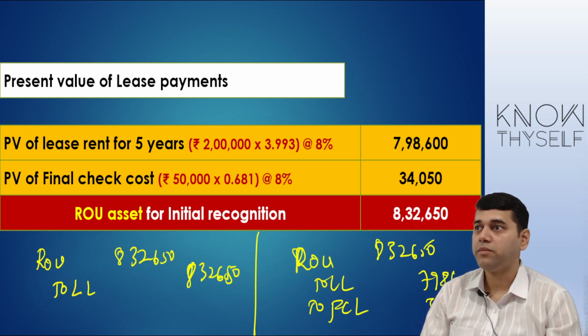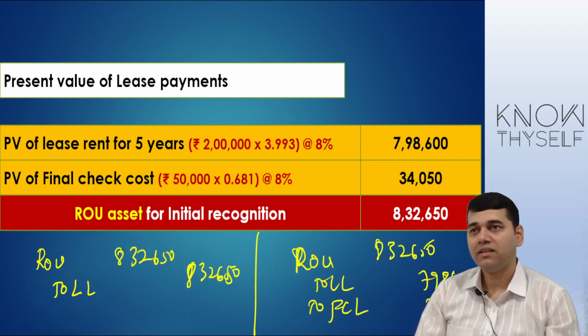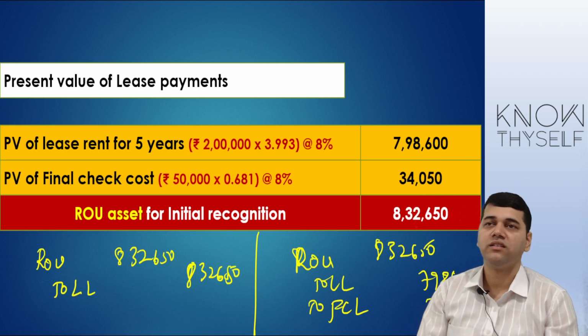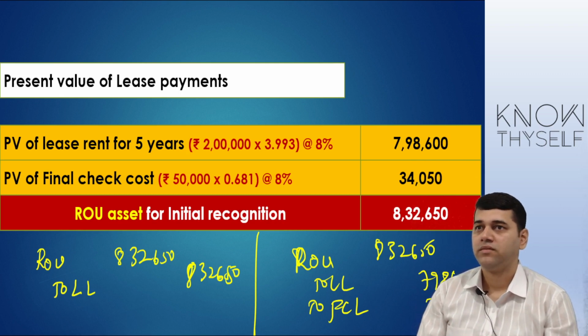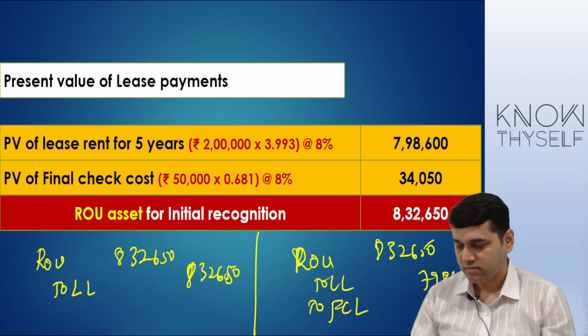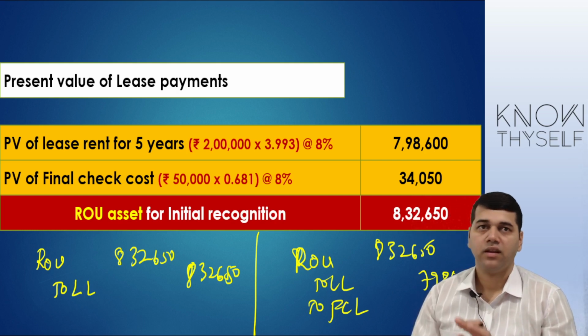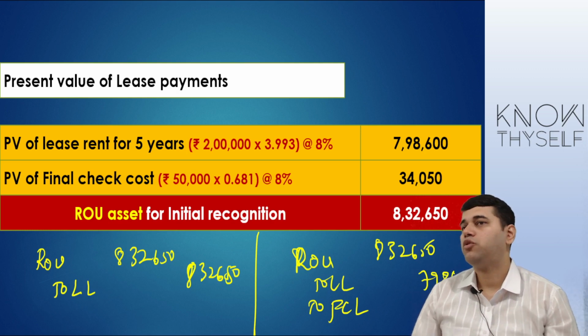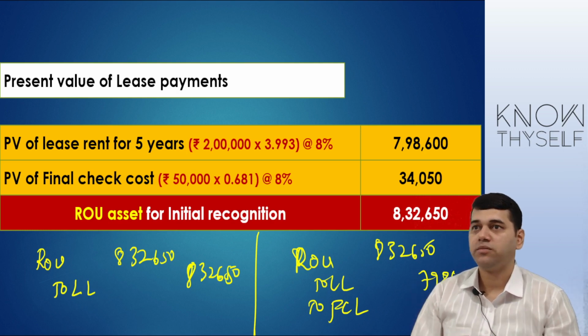It is a financial liability because you have to pay to somebody, right? In cash. It is the contractual obligation to pay cash. Lease liability also is in the nature of financial liability, because you are going to pay cash, right? 2 lakh rupees cash. Clear? So, are you clear about the initial recognition and measurement?